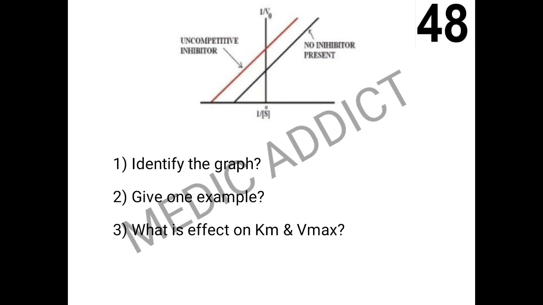So this is a pictorial graphical representation, and by this graph we have to identify which type of inhibition it is, whether it is a competitive inhibition, non-competitive inhibition or uncompetitive inhibition. Also we have to give an example and its effect on the Km, that is Michaelis-Menten constant, and the Vmax value.